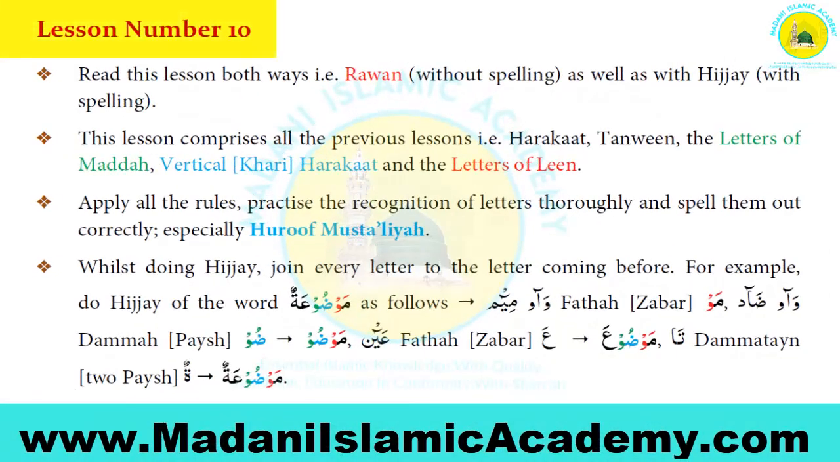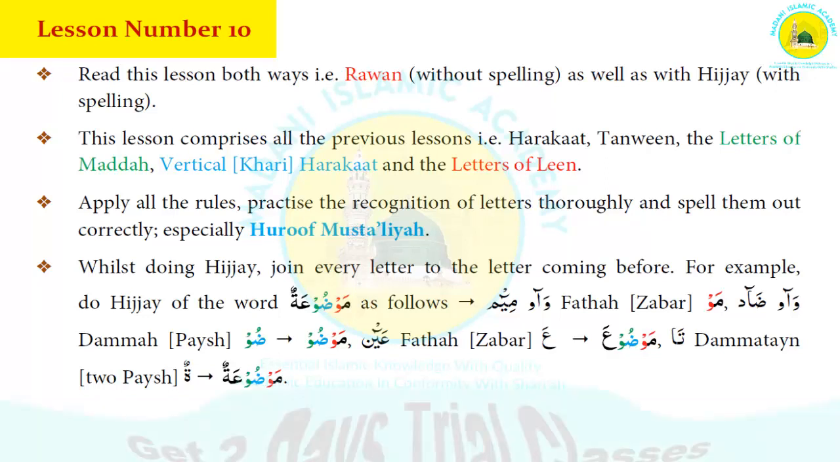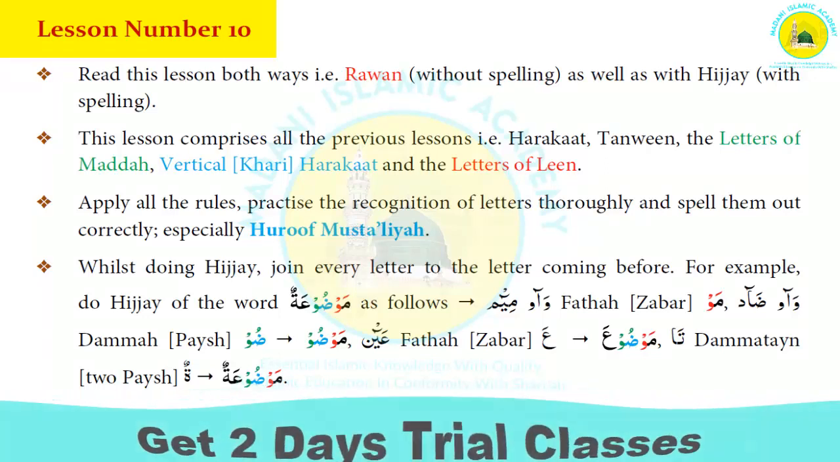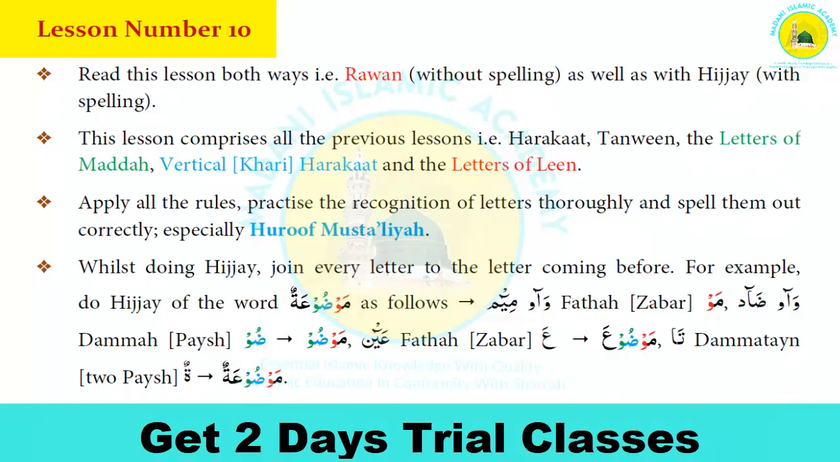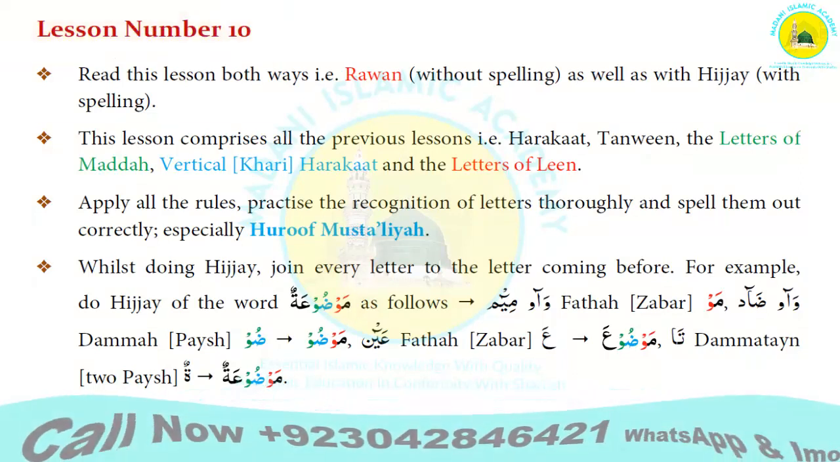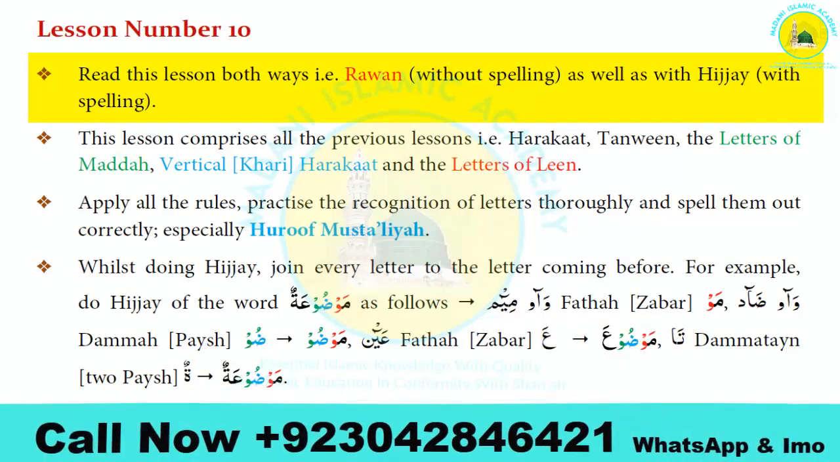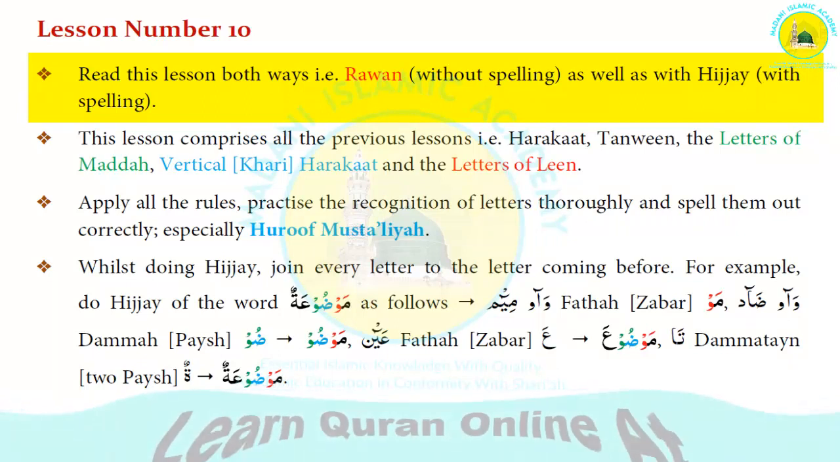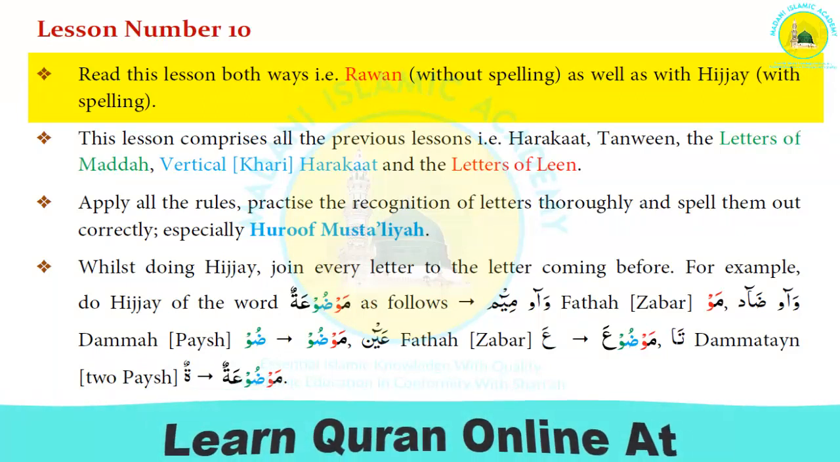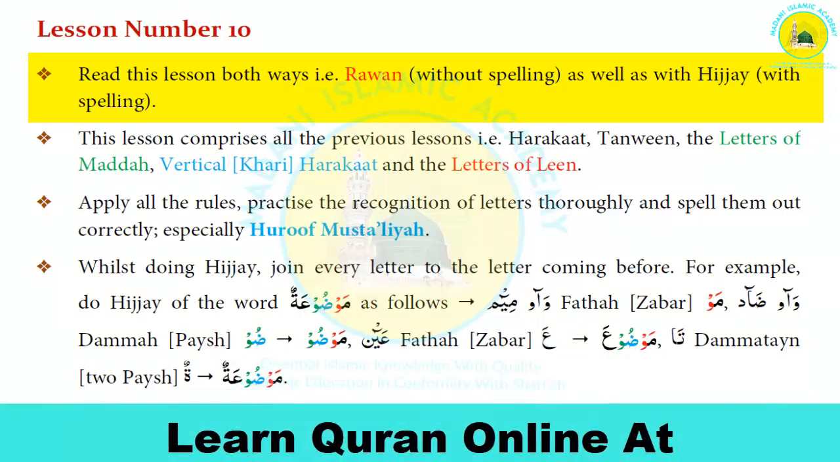Lesson number 10 today. So let's go straight on to lesson number 10. As you know, lesson number 10 is going to be some of the rules that we need to keep in mind. We'll be going through all the rules. Read this lesson both ways, i.e. Rawa, which means without spelling, as well as Hijje, which means with spelling. So we're going to read this lesson without spelling and with spelling.